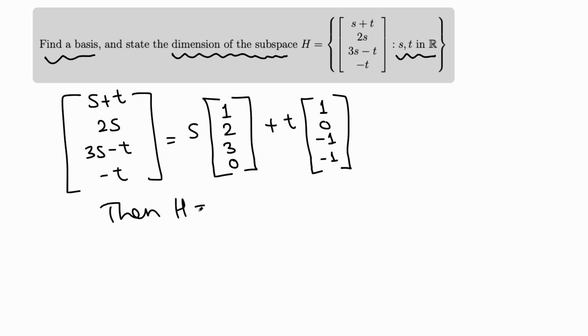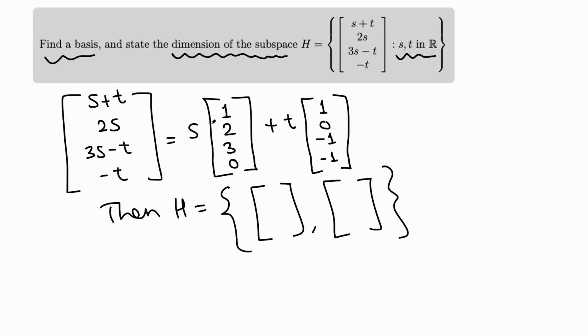Okay, so this one is the whole. Then we can write H is just generated by these two vectors. Okay, 1, 2, 3, 0, 1, 0, negative 1, negative 1. I meant this H is the span of these two. Okay, so we can write H as the span of these two vectors. I mean, you don't need to write this.